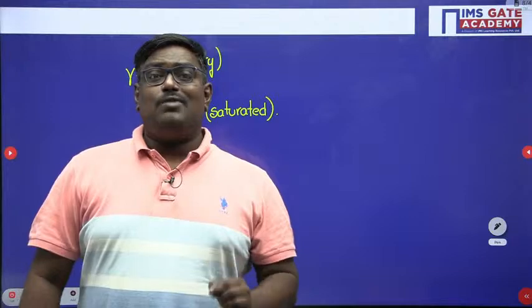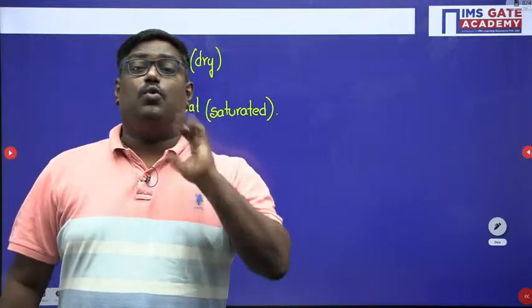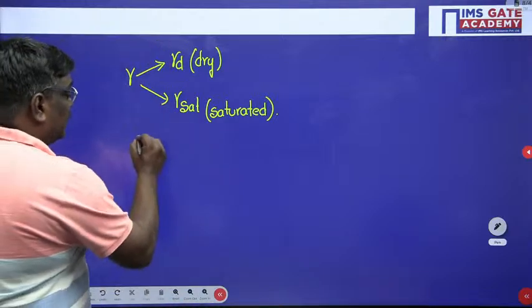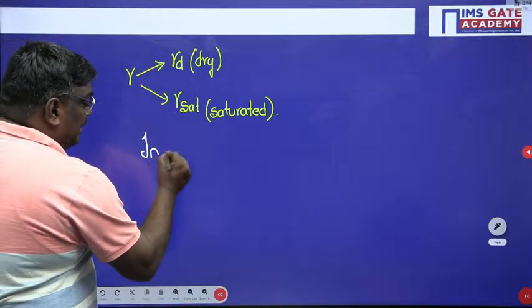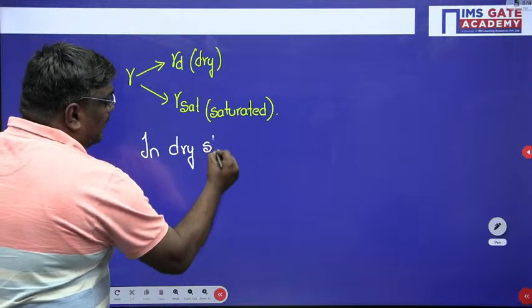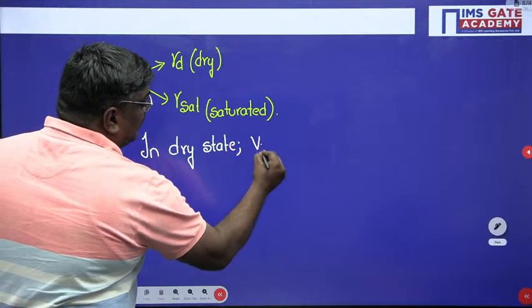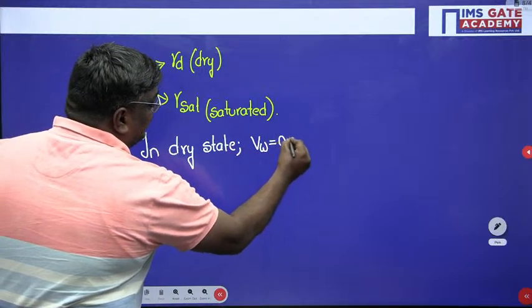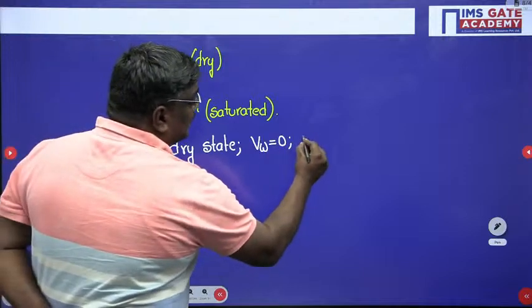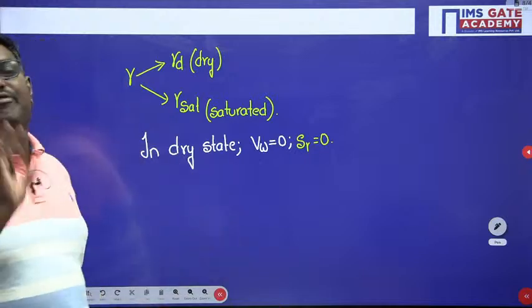When do you say that saturated state is when the voids are completely filled with water. So here let me tell you, in dry state, my dear students, what will be the degree of saturation, sir? In dry state, volume of water will be 0, and for your information students, degree of saturation will be equal to 0, because all the voids are completely filled with air.